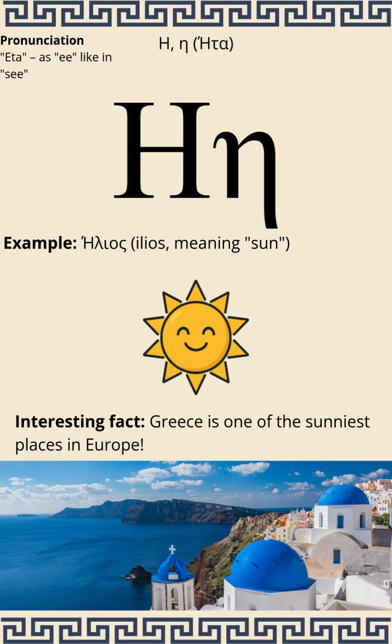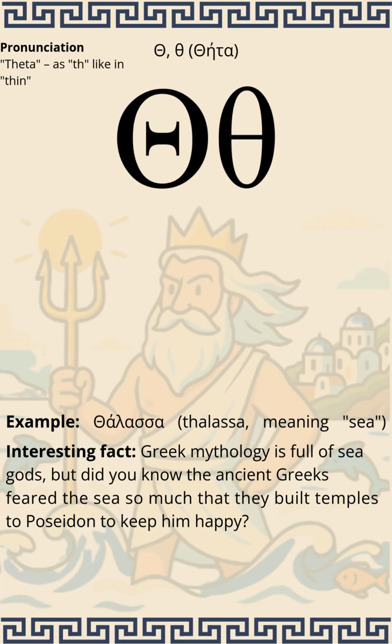Then we have ita, like E, and we will see later on that we have many E's in the Greek alphabet. This is the ita E, and all these that we're going to see, and this one as well, are all pronounced as E, very easy, like in C, for example. The example is Ilios, that means sun.